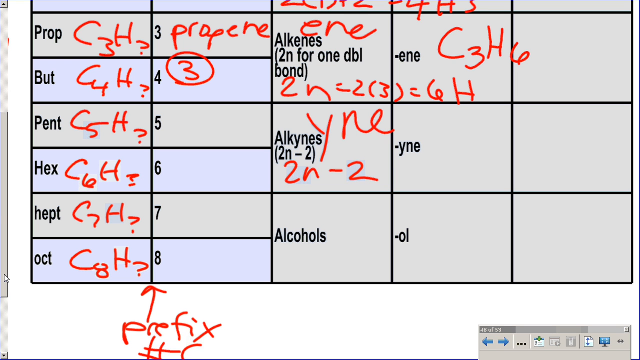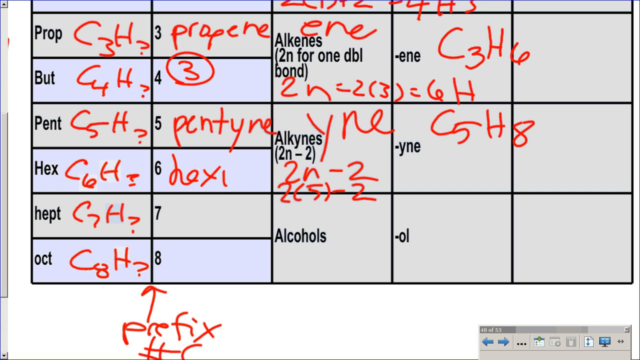So let's do pentyne. How many C's? 5. So C5. How many H's? 8, because 2 times 5 minus 2 is 8. So H8. Let's do another yne. Let's do hexyne. How many C's? 6. H's? 10, because you're doing 12 minus 2.